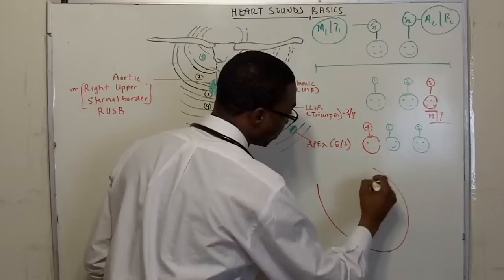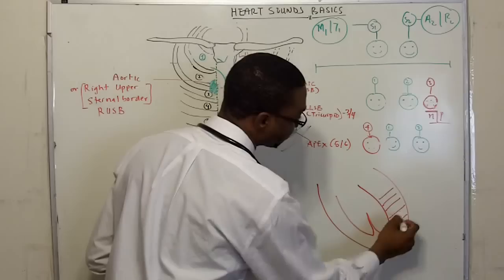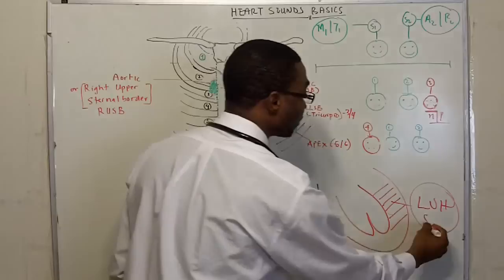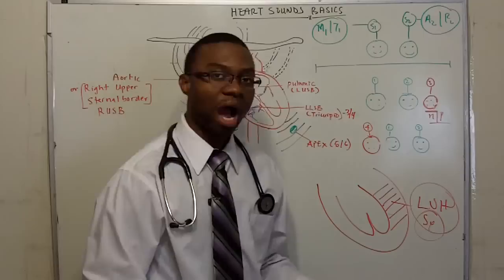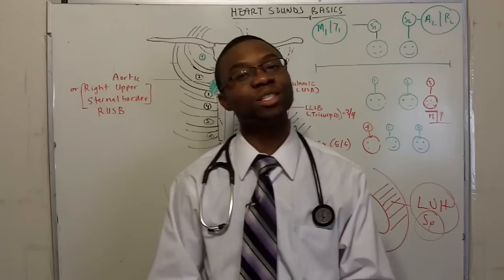So let's draw your heart. Look how thick that muscle is. Yeah, that's what I'm talking about, right? If you have a left ventricular hypertrophy, I might be looking for an S4, and that's how I pick it up, right? But if you have heart failure, I'll be looking for what? An S3, and that's basically how you listen to heart sound.